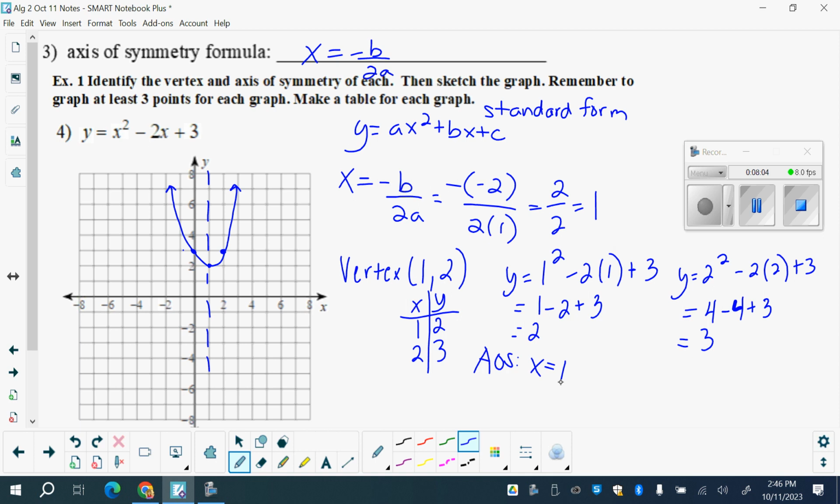A very common mistake students make is saying the axis of symmetry is 1. It is not 1. Axis of symmetry is a line. So we need an equation of a line. For the ones that we're only doing right now, that face up or down, it's always going to be an x equals.